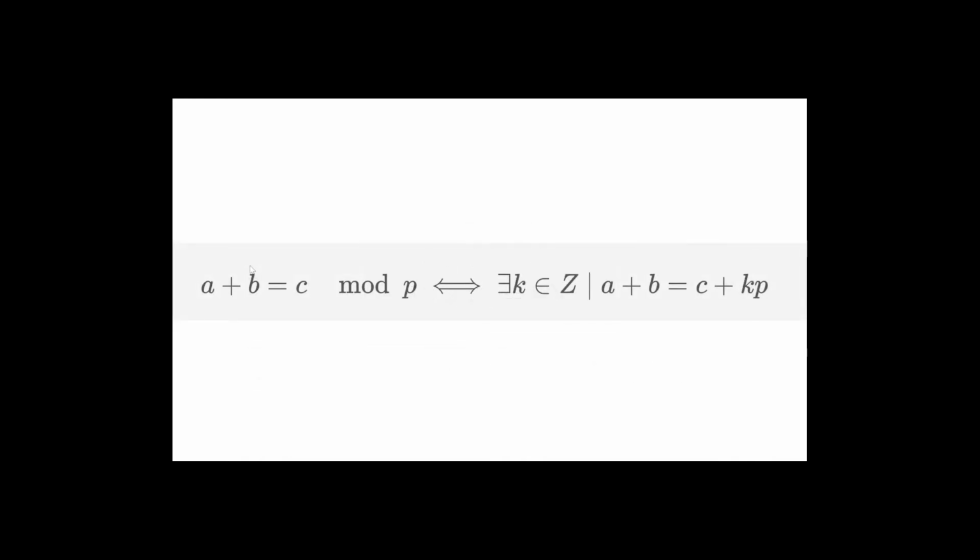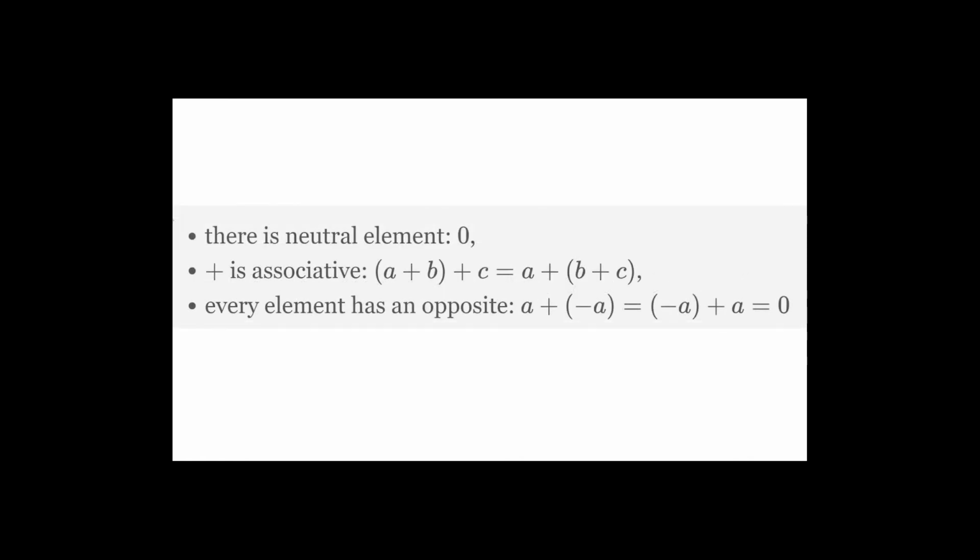If you take Zp with the plus operator, you get a pair, Zp and plus, which forms an algebraic group. Because plus has a set of properties: it has a neutral element, 0, the same neutral element that you have in regular addition. Plus is associative. If you do a plus b plus c, it's the same regardless of grouping. And if you have an element a, then you have an opposite. So you can find an element, we call it minus a, such that a plus minus a is equal to minus a plus a is equal to 0.